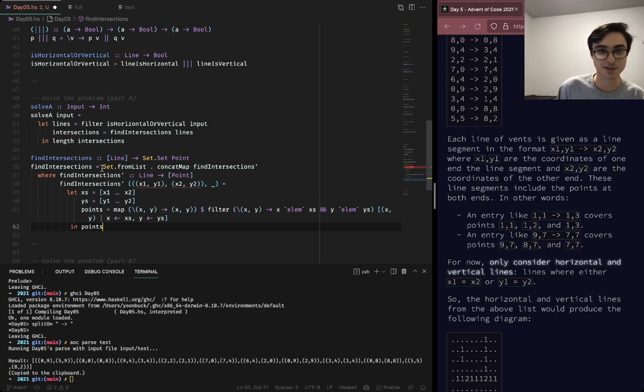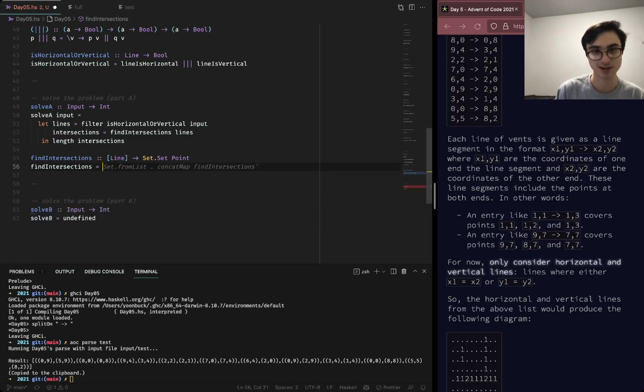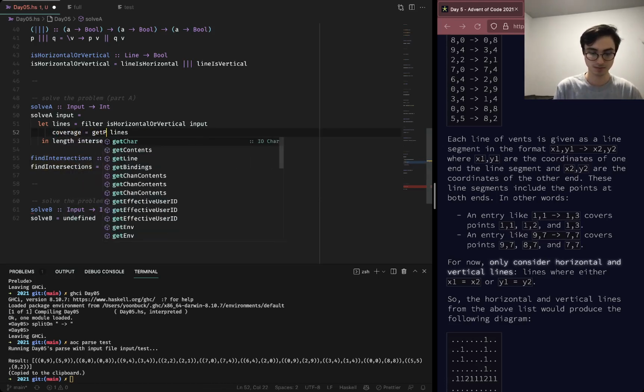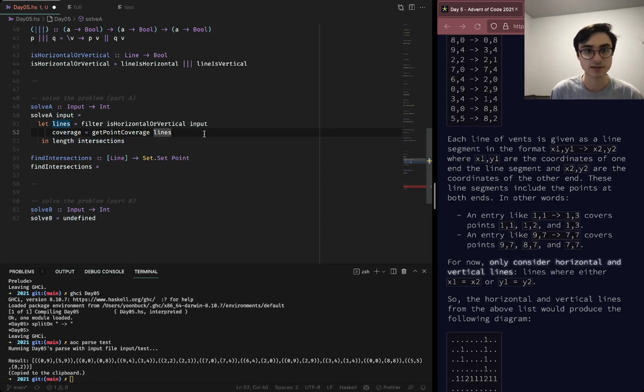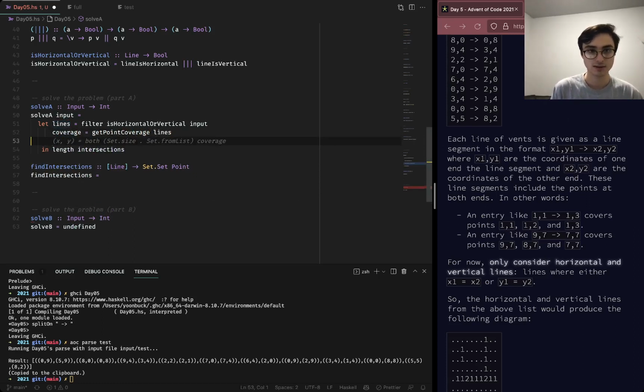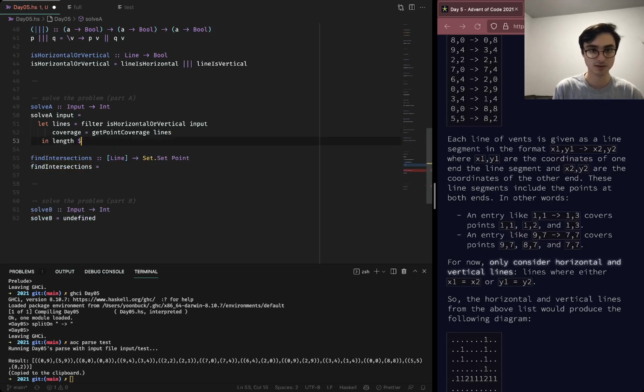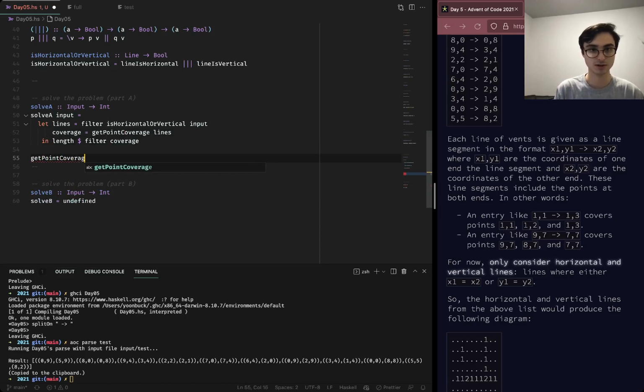Okay, last time I got tripped up because I spent too long trying to understand what Copilot wanted me to do. So I think we should not try so hard. So instead, let's say coverage is get point coverage lines, and then the length of filter coverage. Well, let's get point coverage.